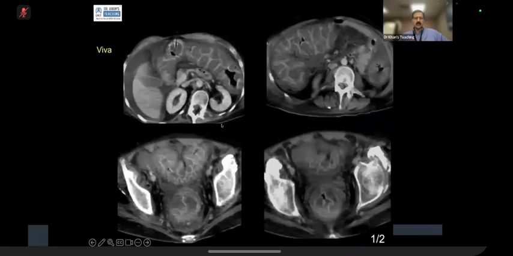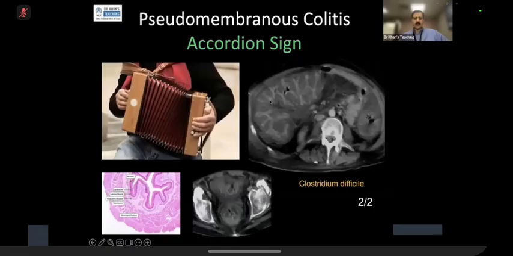This is a case of pseudomembranous colitis, which causes more thickening than anything else. But please remember that this is not an absolutely specific sign. This sign, if you see here, the rectum is involved, just like our case, and from then onwards, everything else is involved. It's a pancolitis, and this sign is known as accordion sign. This is the musical instrument accordion.